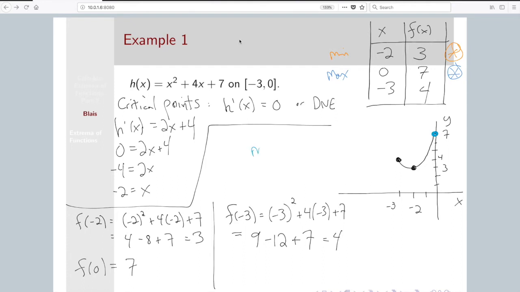And we should be careful the way we answer this. The max value is f of 0 equals 7. And then the minimum value is f of minus 2 equals 3 here. And so when you answer these questions, you want to think of the two different things. You have the maximum value itself, and then the x at which it occurs. And the same thing here. You have the minimum of 3 occurring at an x value of minus 2.